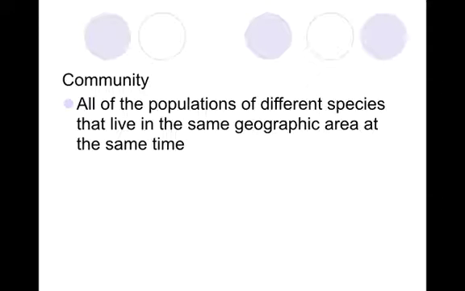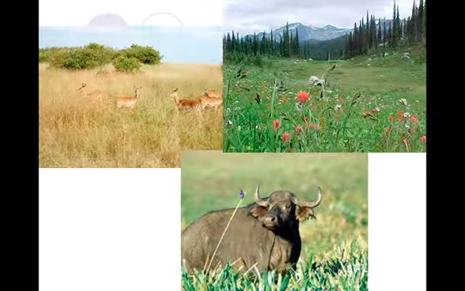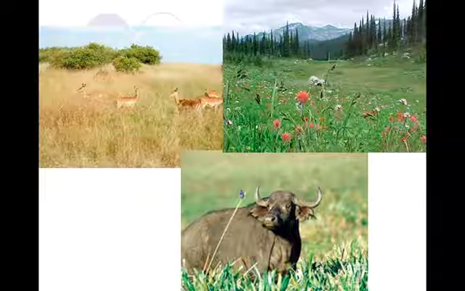Community: these are all the populations of the different species that happen to be living in a particular geographical area at that same time. That makes up a community. Here are some examples of communities in different areas, different grasslands, and we have mountainous areas.